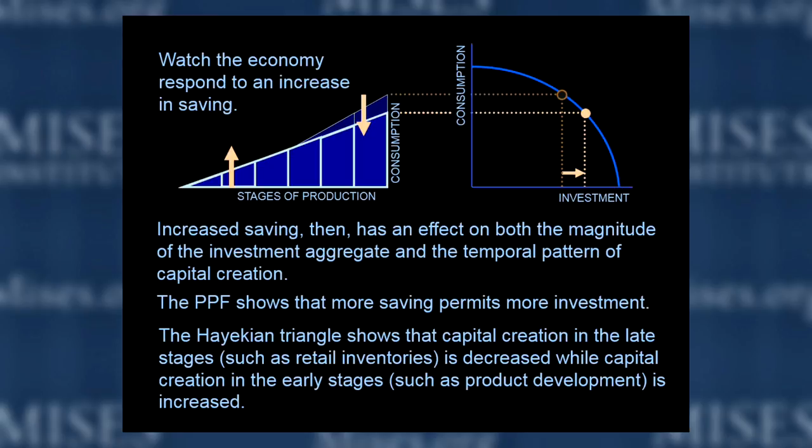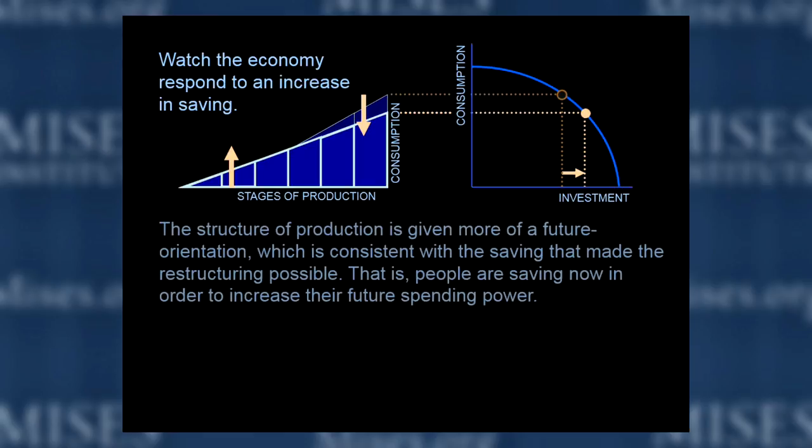The Hayekian triangle shows that capital creation in the late stages, such as retail inventories, is decreased, while the capital creation in the early stages, such as product development, is increased. So you get that kind of a twist of the structure of production. And all this is by way of showing how markets can work, okay, without being hobbled by a central bank.